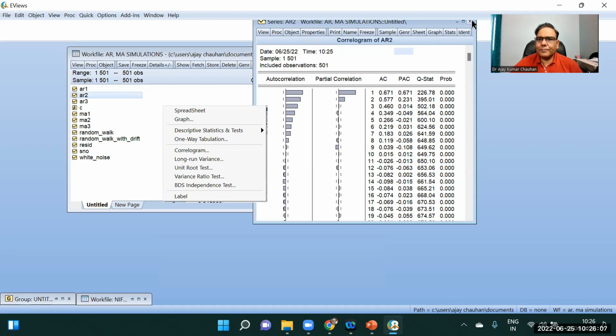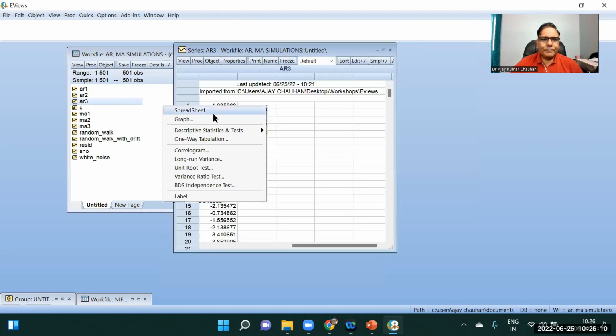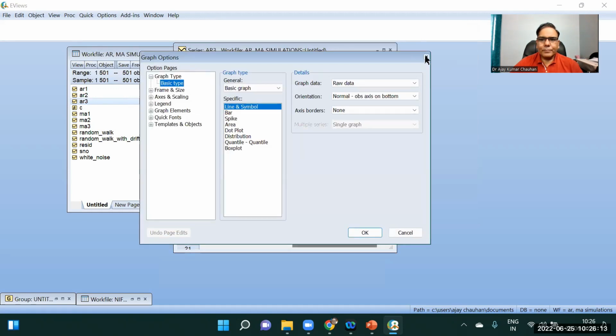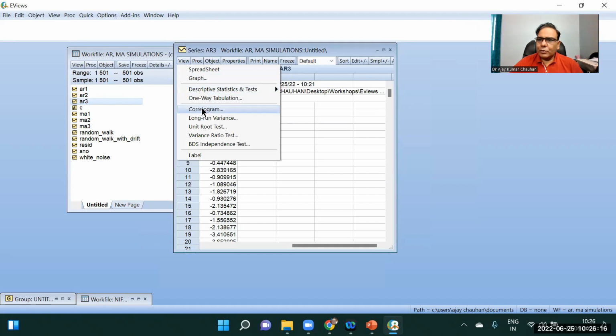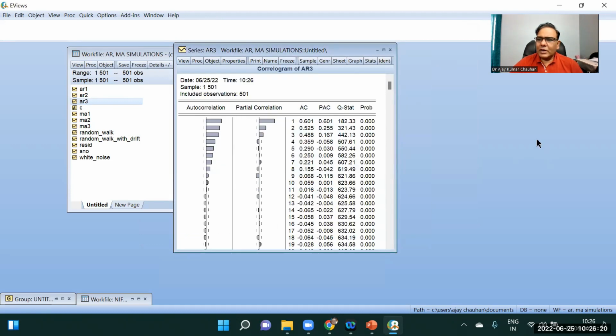Similarly, if I click on AR3, and I'm plotting the correlogram, now tell me how many spikes are significant in the partial correlation. 3. So the answer is that if you have any series and 3 spikes are significant, it means this is an AR3 series. If 2 spikes are significant, it means it is AR2. If only 1 spike is significant in partial correlation, it is AR1. So the question is how many AR terms we will include in the ARIMA forecasting. The answer you will get from the correlogram.